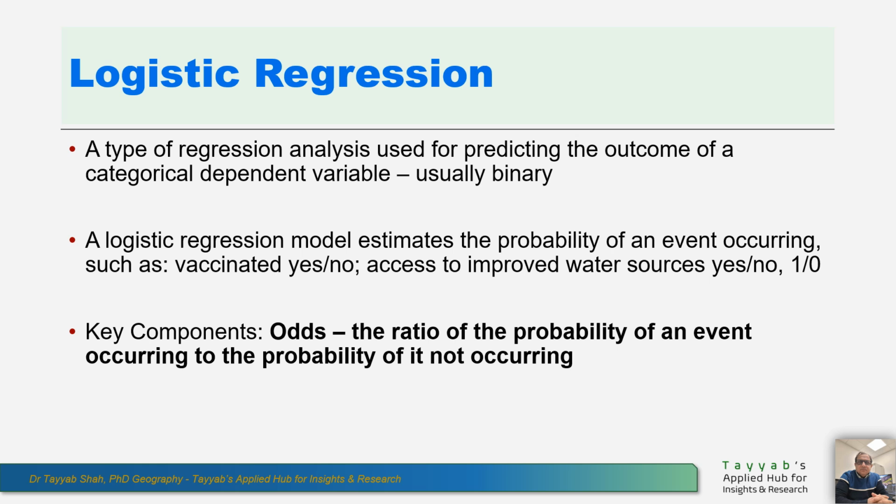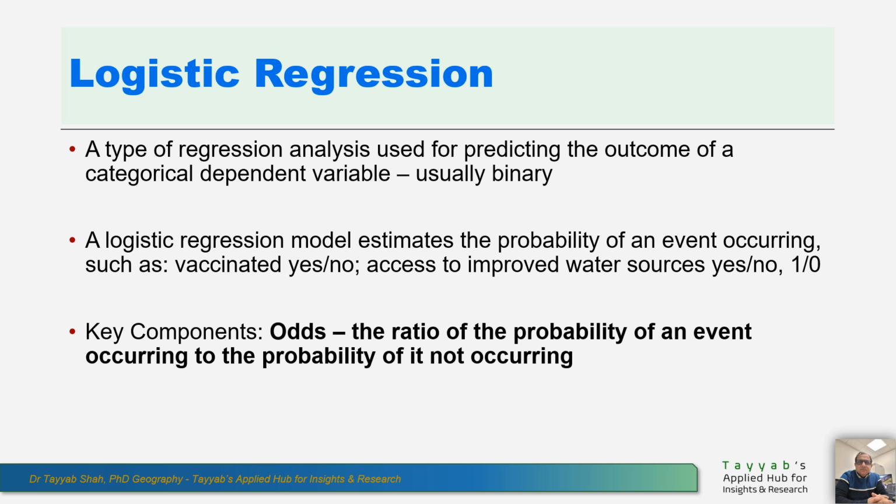Logistic regression, in other words, is a type of regression analysis used for predicting the outcome of a categorical dependent variable. A logistic regression model estimates the probability of an event. In the case of vaccination, a child is vaccinated, yes or no, or a household has access to improved water sources, yes or no. This is the kind of situation where the probability of that event is calculated or estimated by using this.